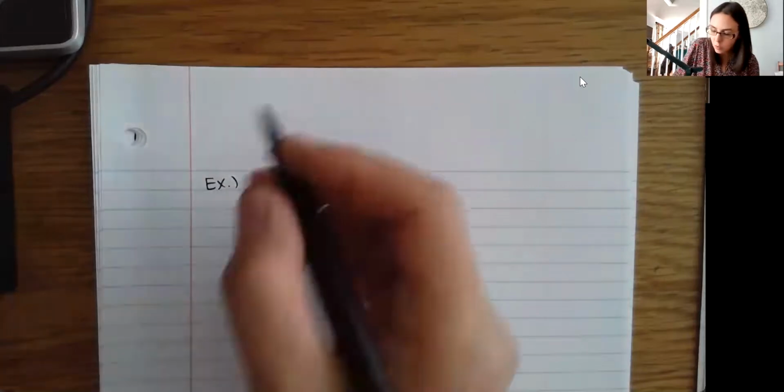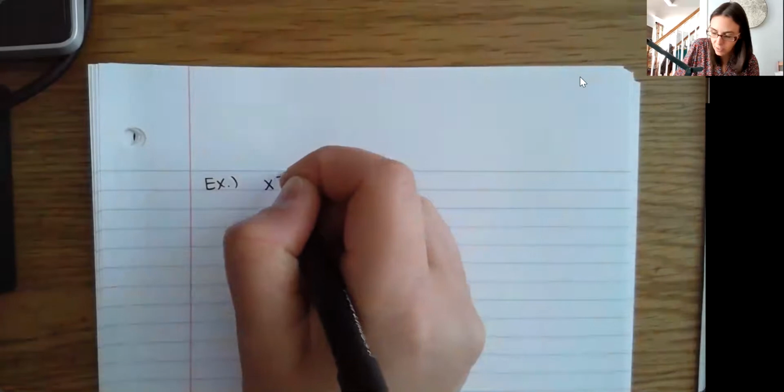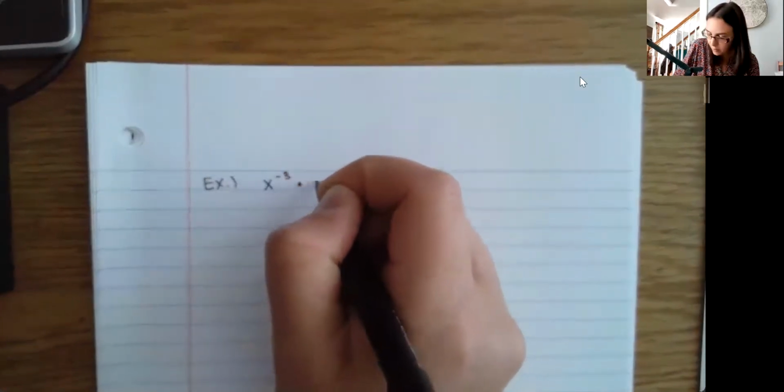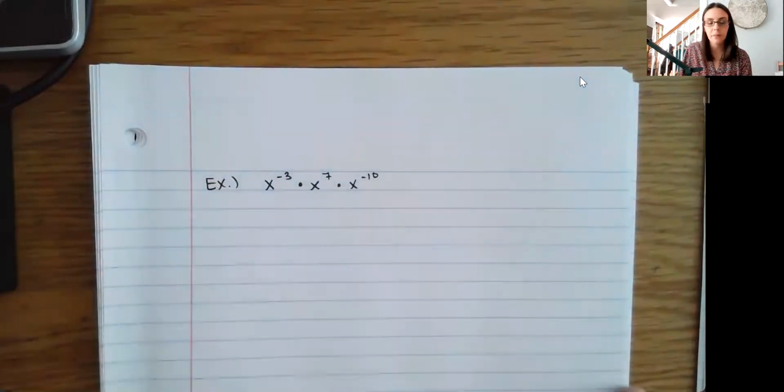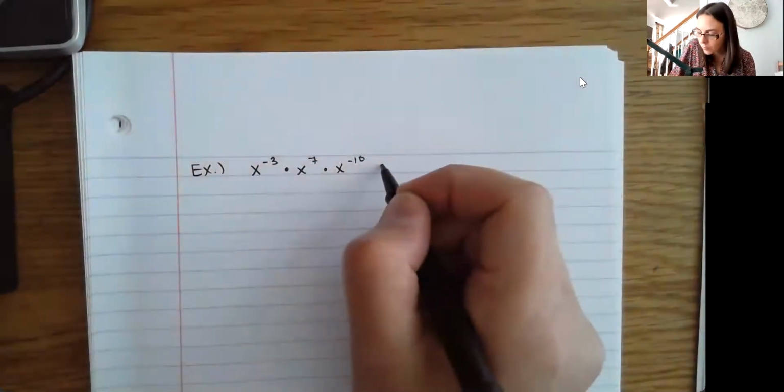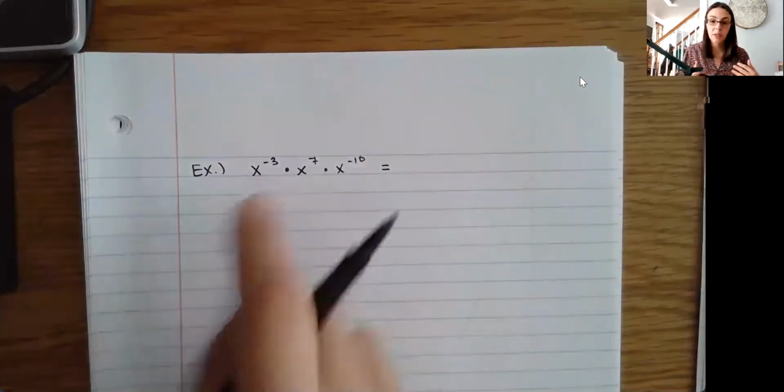So what about something like x to the negative 3 times x to the 7th times x to the negative 10? First of all, for me, I like to leave my negatives to the end. I don't like to start flipping things around until the last step, on a personal note, but you're welcome to flip these first if you want to.